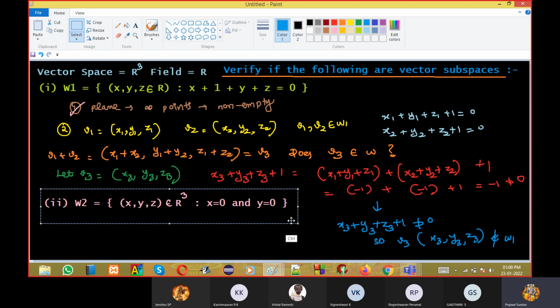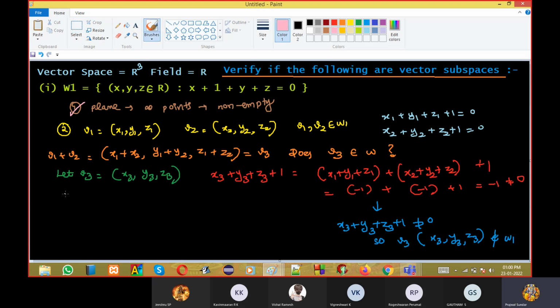Write this question on the next page. We can say property 2 is not satisfied. So we can say w1 is not a subspace.